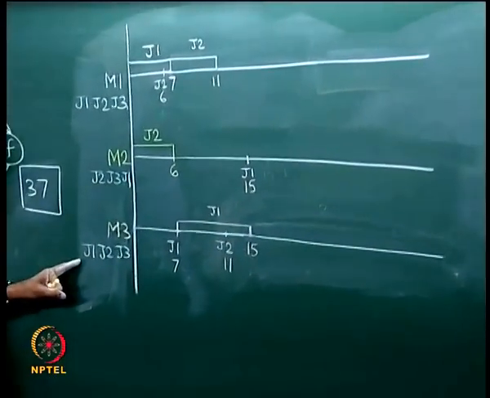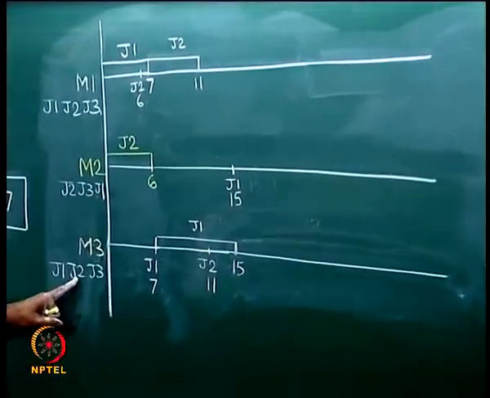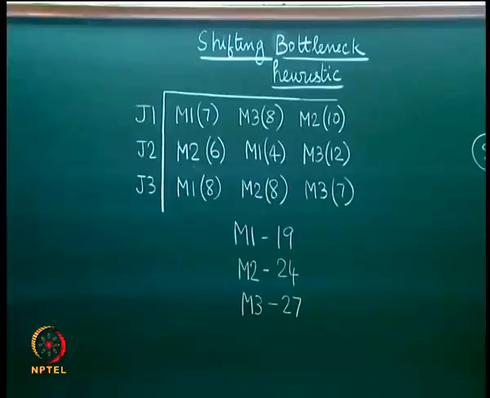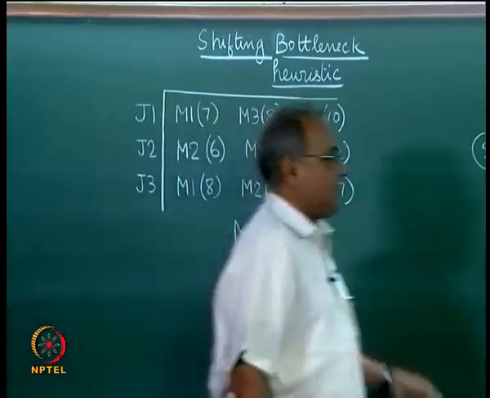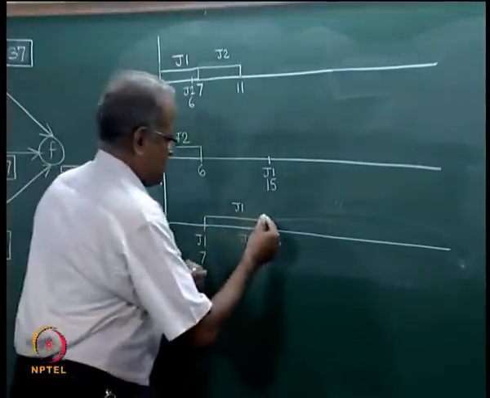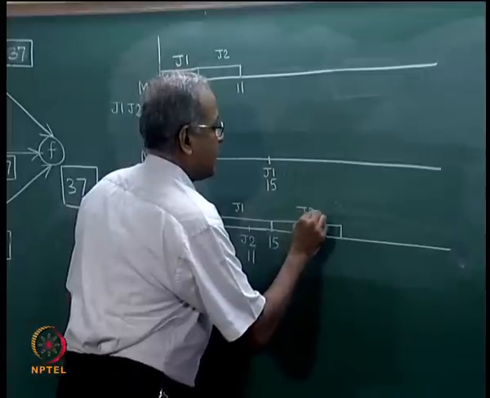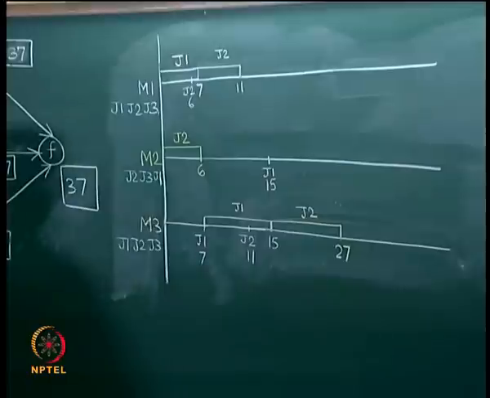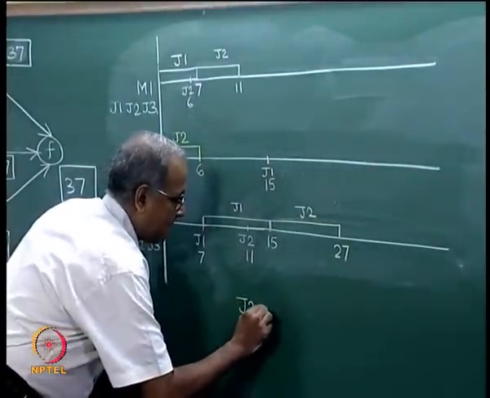Now, as far as M3 is concerned, J1 is already over, J2 is the second job. So, J2 is ready. So, J2 on M3 starts at 15, takes 12 units of time from here, and therefore 15 plus 12, 27, J2 will finish, and J2 completes all the 3 activities at time equal to 27.